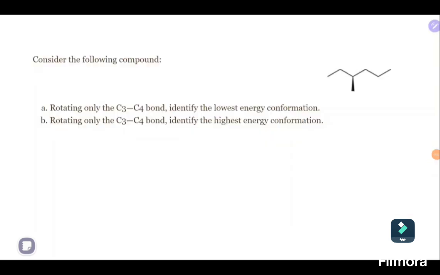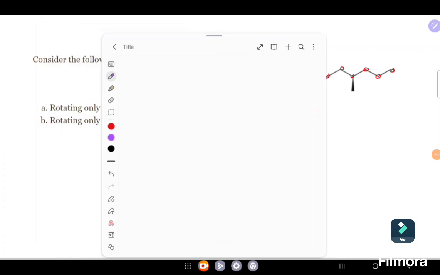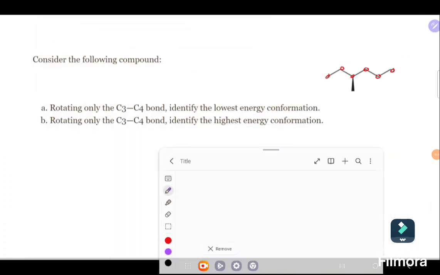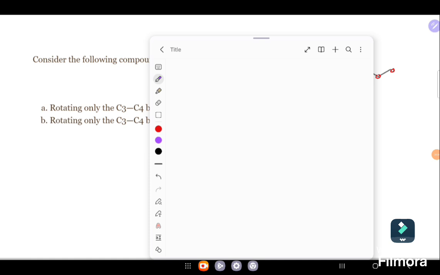Again, here we're asked to put our new knowledge to the test, considering the following compound, and they've given us a bond line structure of 3-methylhexane, and ask us, rotating only the C3-C4 bond, identify the lowest energy conformation. So to do that, we're going to need to draw a Newman projection looking along the C3-C4 bond and determine where we need to put those substituents in order to give us the lowest energy conformation. So I will redraw in here my 3-methylhexane.